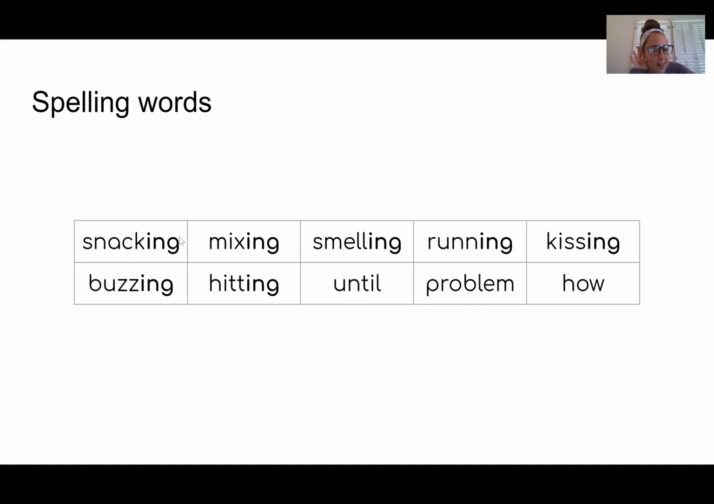Snacking. Mixing. Smelling. Running. Kissing.